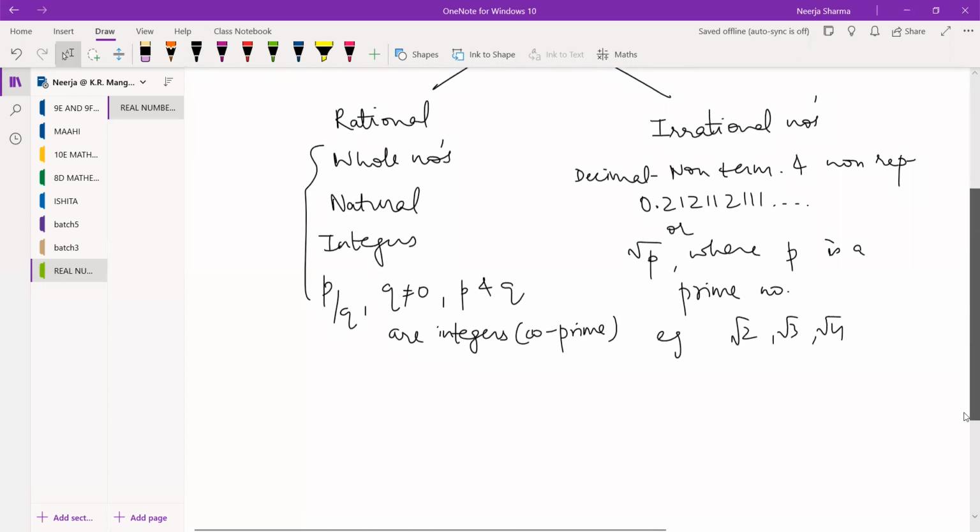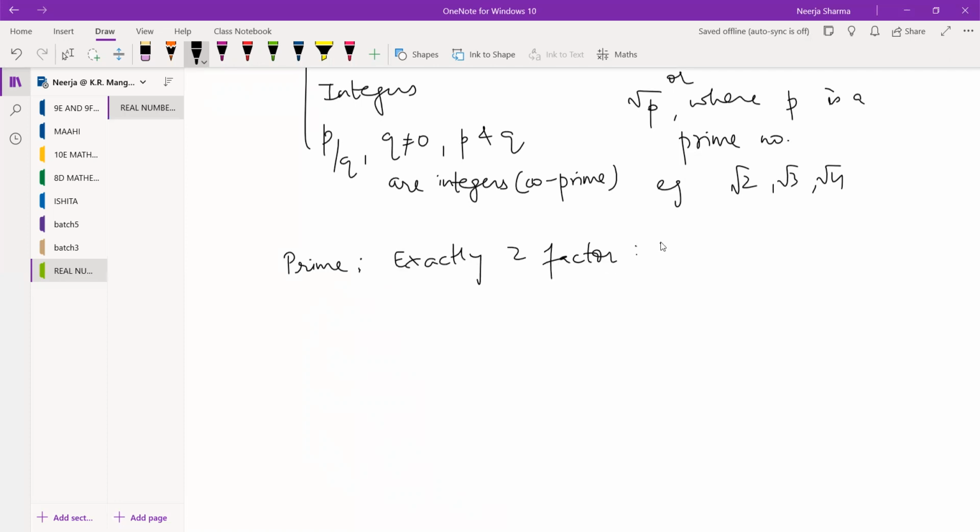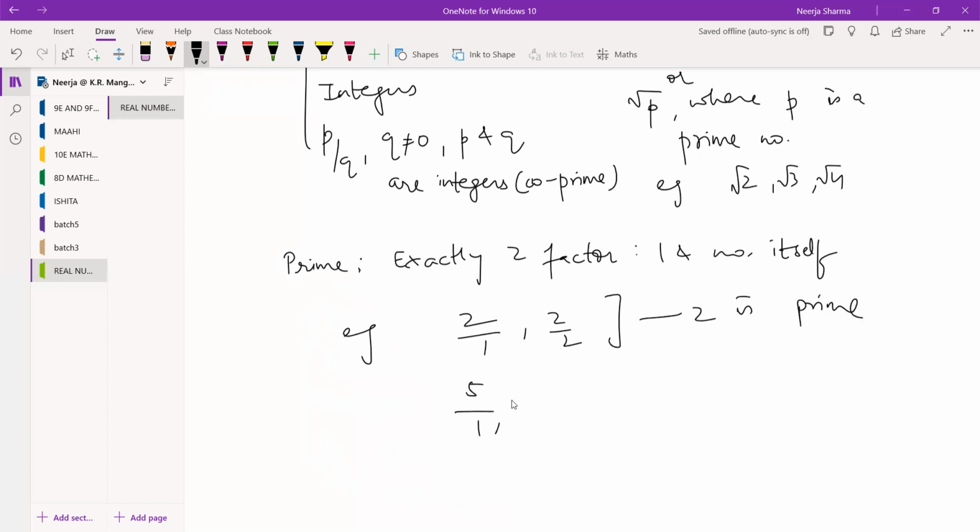After that, we will move on to what prime numbers are. Prime numbers are those numbers which have exactly 2 factors, 1 and the number itself. For example, 2: 1 divides 2, and 2 divides 2. So 2 is prime. 5 is divided by 1 and 5 is divided by only 5. So again 5 is prime.